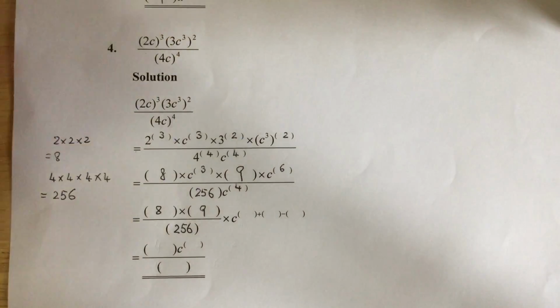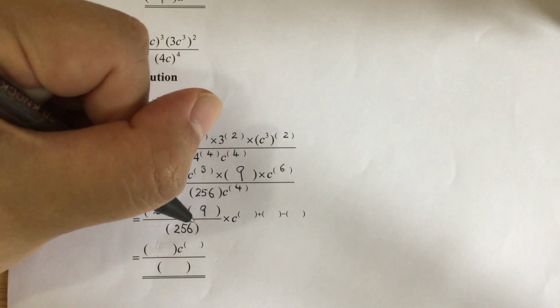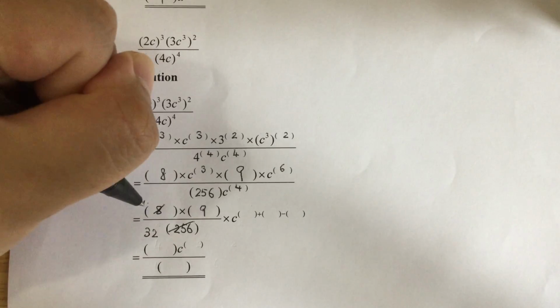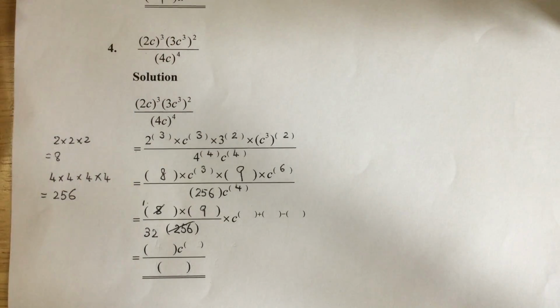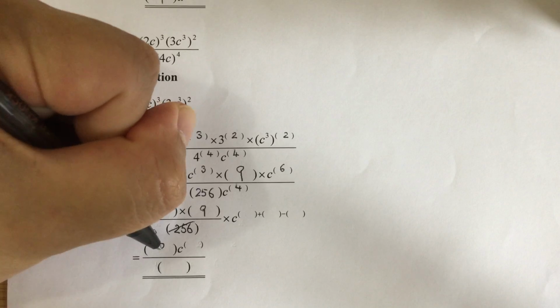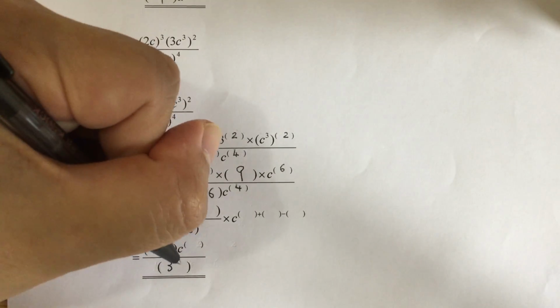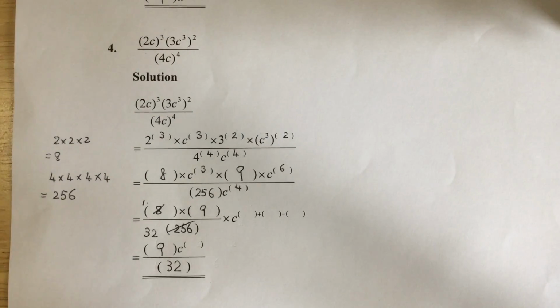You can do the cancellation. 8 obviously can divide 256. This one is 32 and this is 1. But 9 and 32 cannot do any cancellation. So we write 9 for the numerator and 32 will be the denominator for the final answer here.